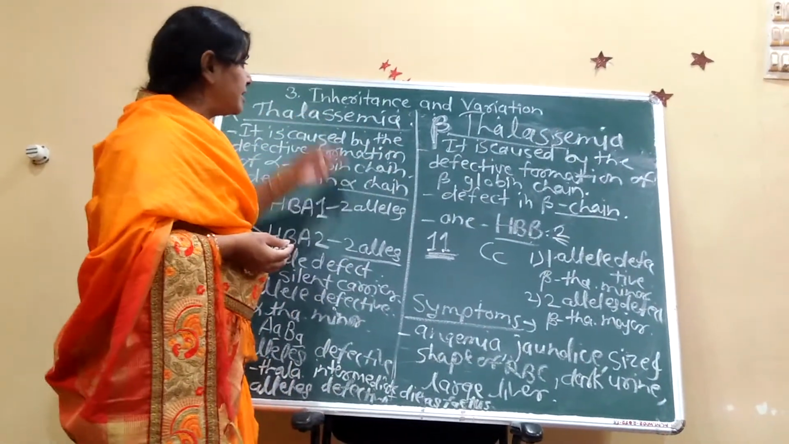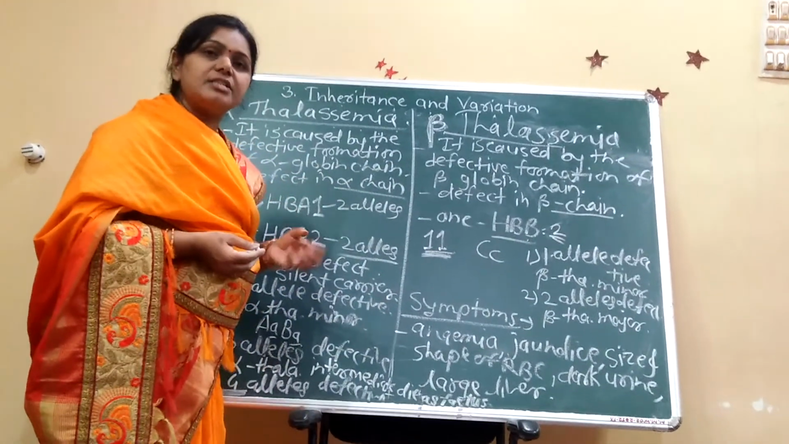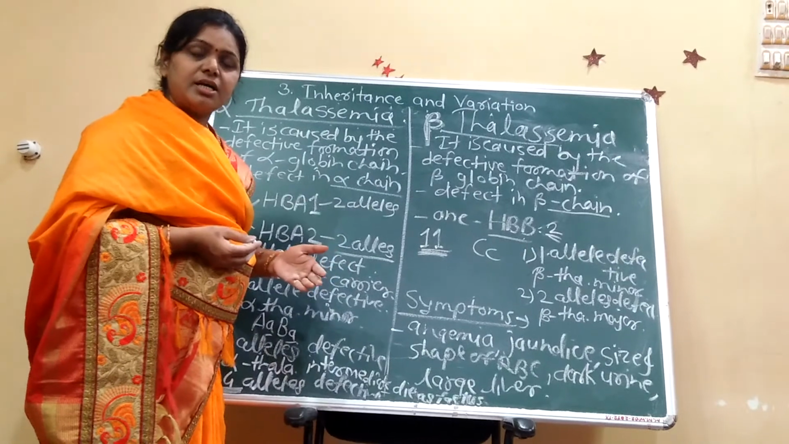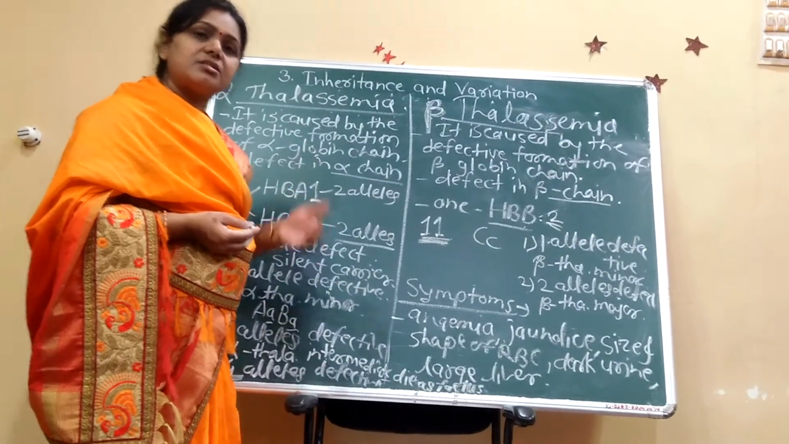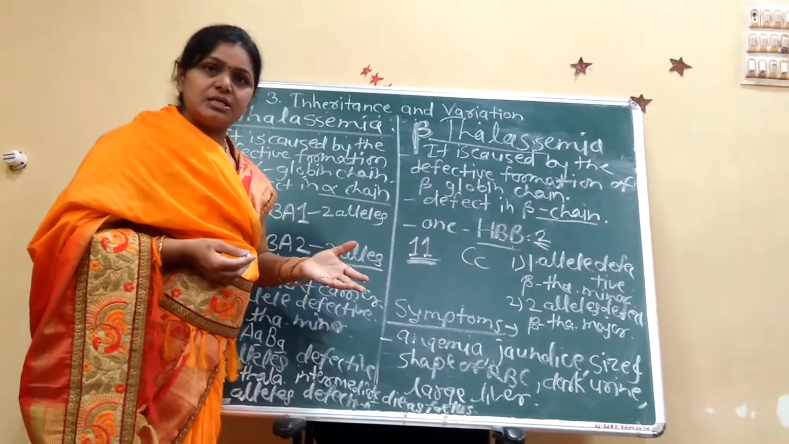This is the alpha thalassemia and the beta thalassemia. Today we discussed genetic disorder. In that genetic disorder we discussed Mendelian disorder and chromosomal disorder.